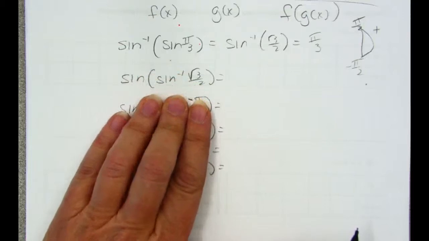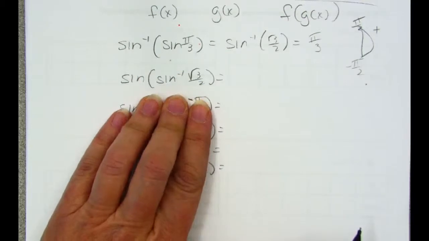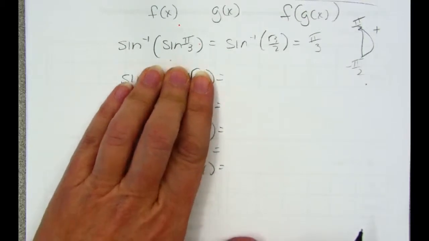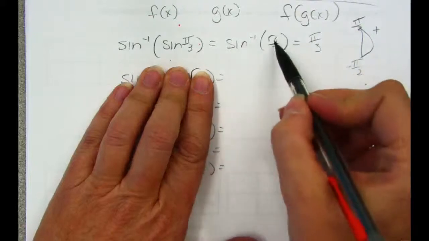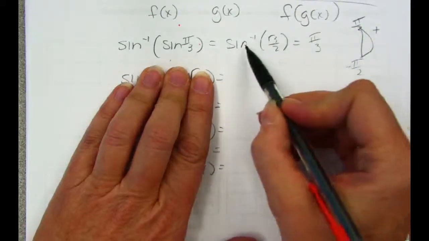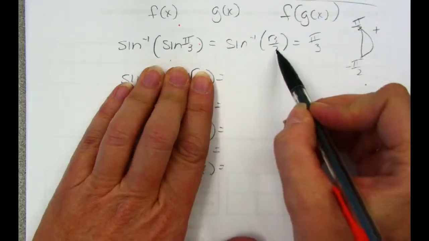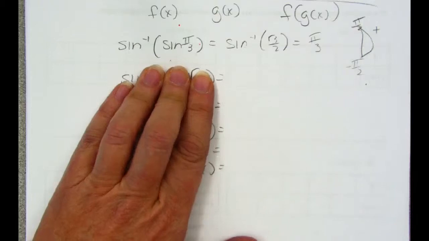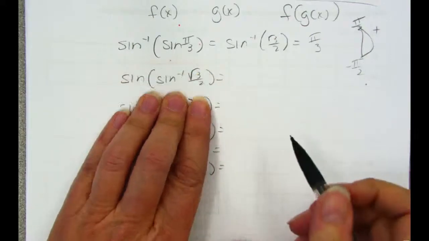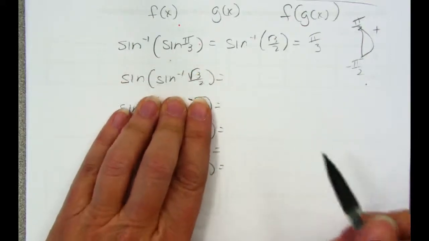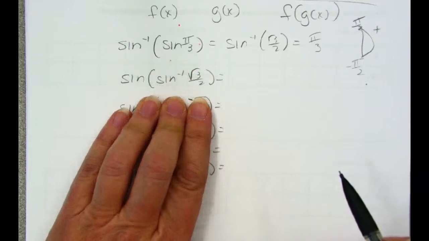Let's try the next one. I have to think of what angle measurement, when I take the sine of it, I get a square root of 3 over 2. So that's where it's really tall. So that must be the pi over 3, the largest angle. Okay. Next one. I do what's in the parentheses first, but what's in the parentheses is my inverse function this time, right?